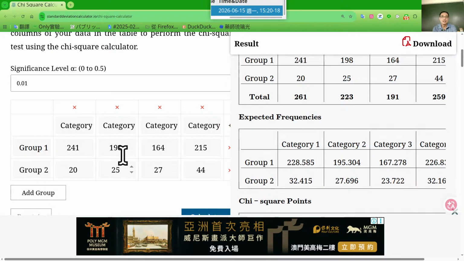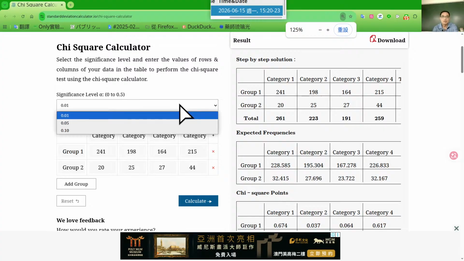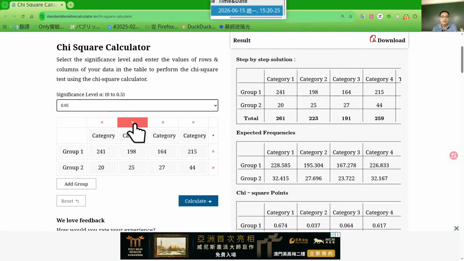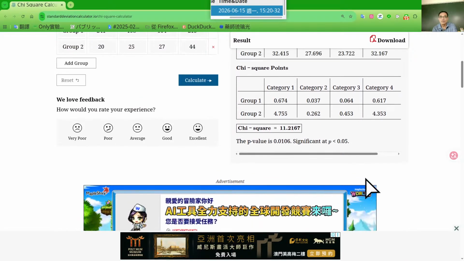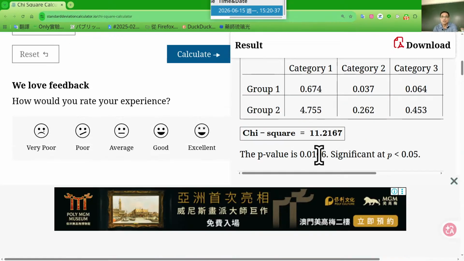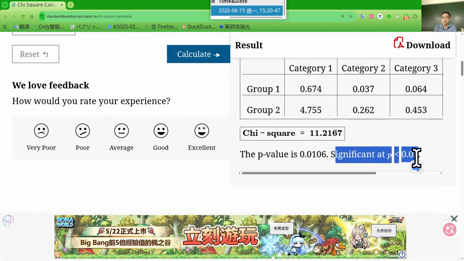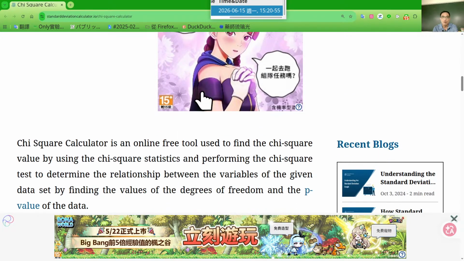Sure, if we set the level at 0.05, calculate again. And if we change the alpha level, the p-value is 0.0106 and significant at p-value smaller than 0.05. But generally speaking, we use 0.05. But this time, the question used 0.01.